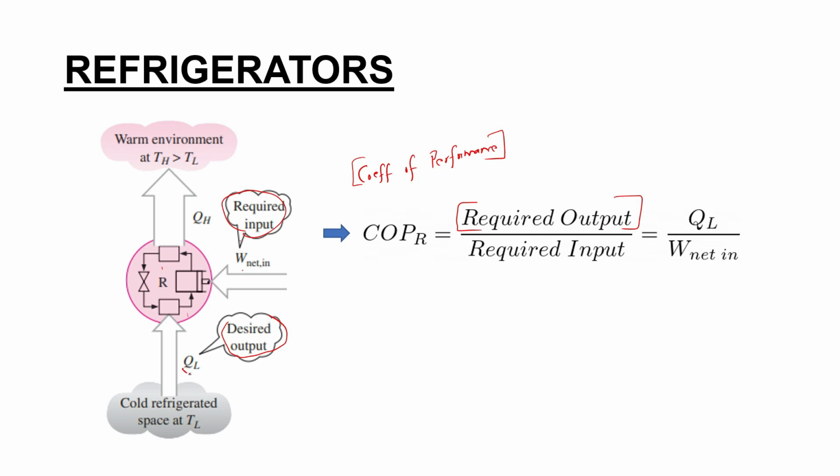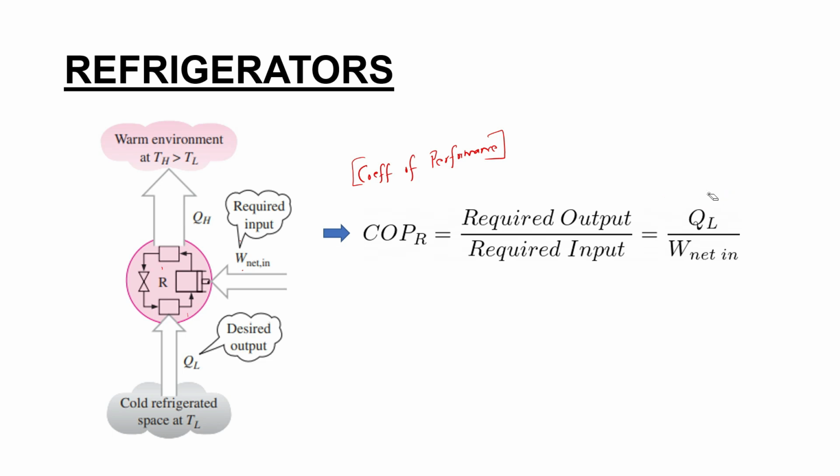is the heat QL you are taking in. This is what is required: how much heat you are able to take in from the refrigerator space. That is your desired output. If you are able to take in much more heat, then the COP will increase. So this is the required output by the required input. Required input means W net in, the only work you are supplying to your refrigerator. So the COP of the refrigerator is QL by W net in.